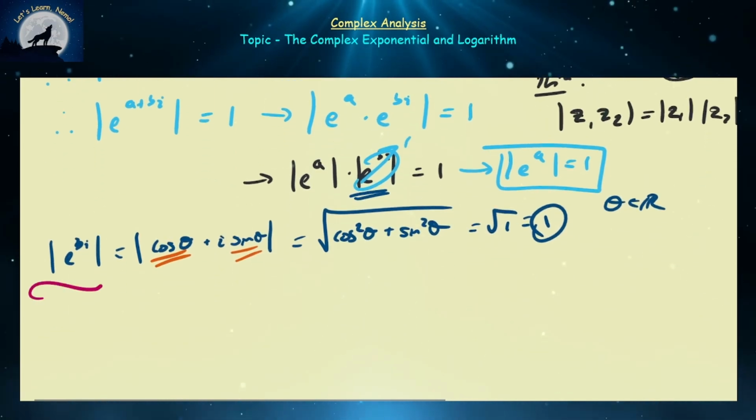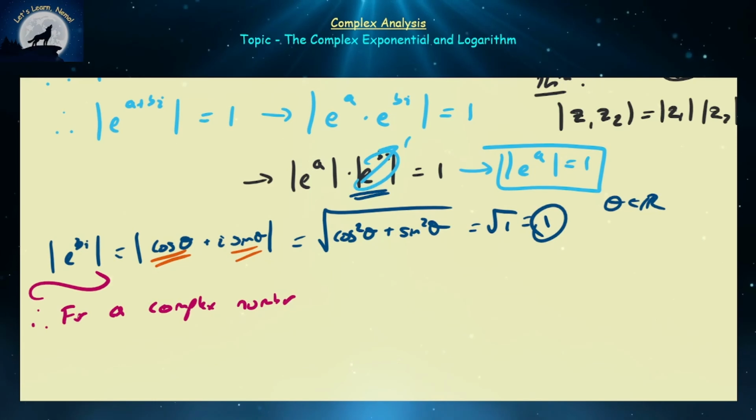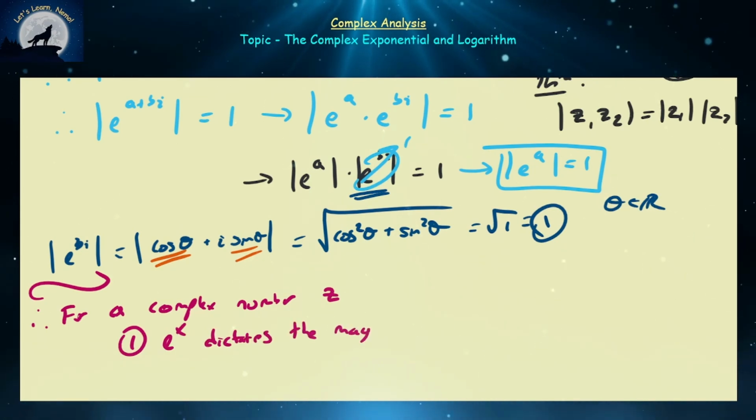Now, before moving forward, I just want to make a very important statement, in particular, for a complex number z. What do we actually get from this particular decomposition? E to the x dictates the magnitude of z. And well, why is that the case?